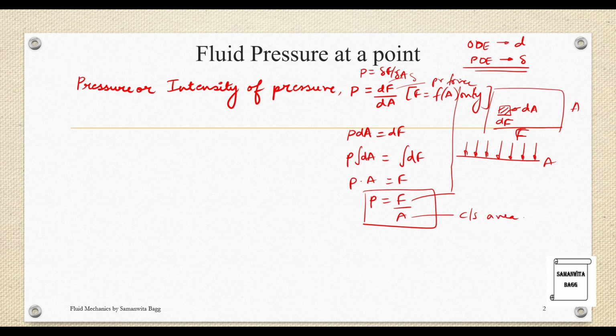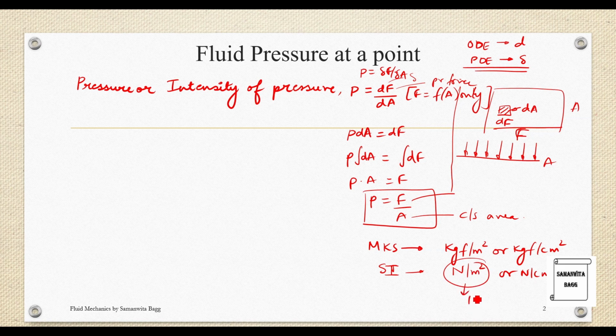Now there are various units of this pressure. So if I have to write in the form of MKS unit, this will be kgf per meter square or kgf per centimeter square. Suppose if I write in the form of SI units, this will be Newton per meter square or Newton per centimeter square. Now Newton per meter square in itself is called as Pascal. This can be written as Pa.